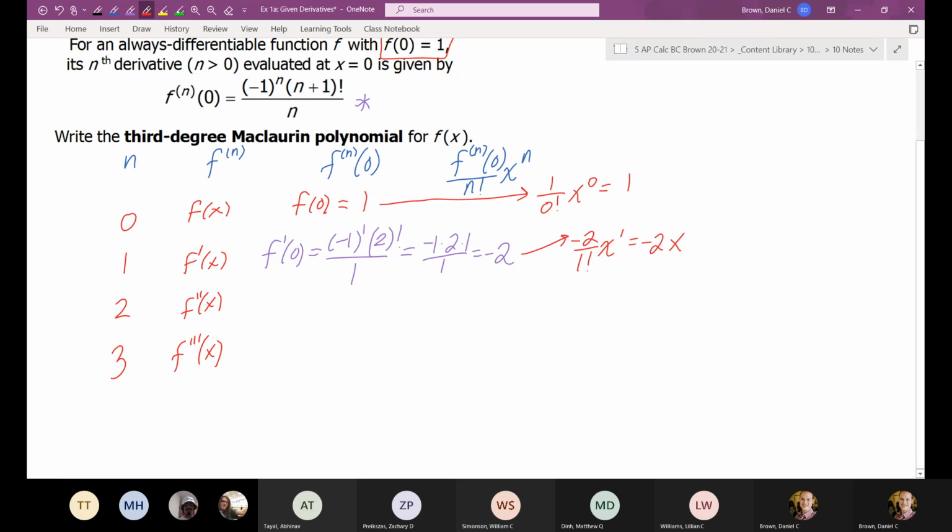It's asking for a third degree polynomial, so I just need to repeat that for the second derivative and then the third. And it really is just more like plug and chug at this point. What is the second derivative at 0?